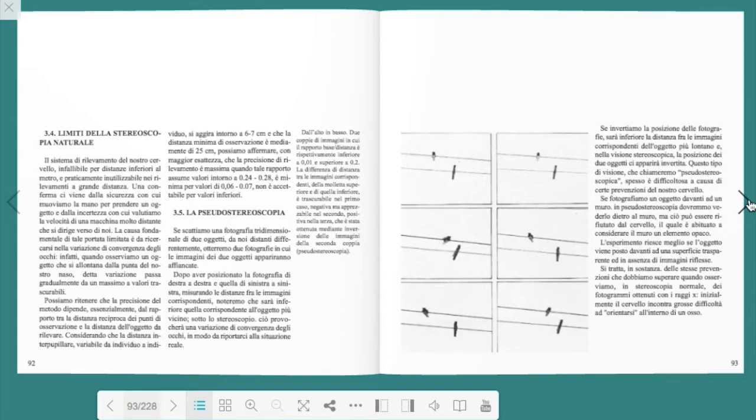This type of vision, which we will call pseudo-stereoscopic, is often difficult due to certain preventions of our brain. Caption. From top to bottom. Two pairs of images in which the base distance ratio is respectively less than 0.01 and greater than 0.2. The difference in distance between the corresponding images of the upper and lower clips is negligible in the first case, negative but appreciable in the second, positive in the third, which was obtained by reversing the images of the second pair: pseudo-stereoscopy.